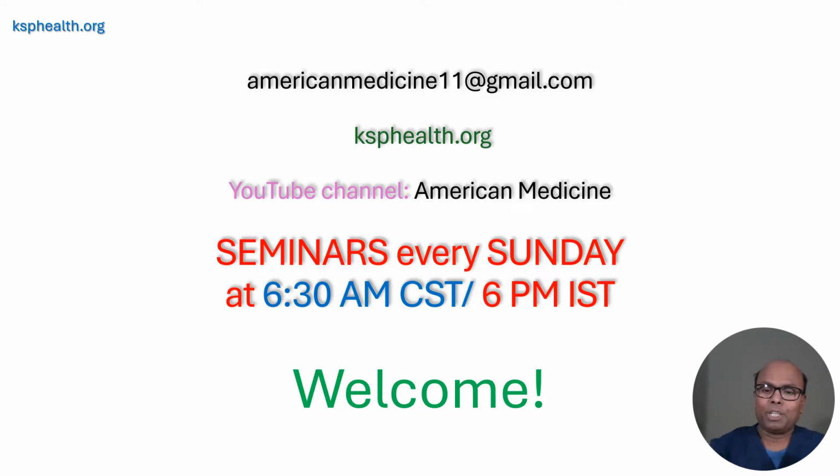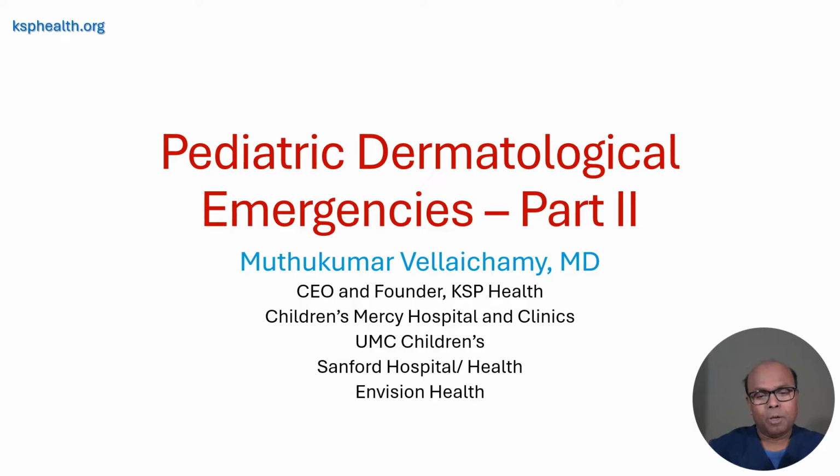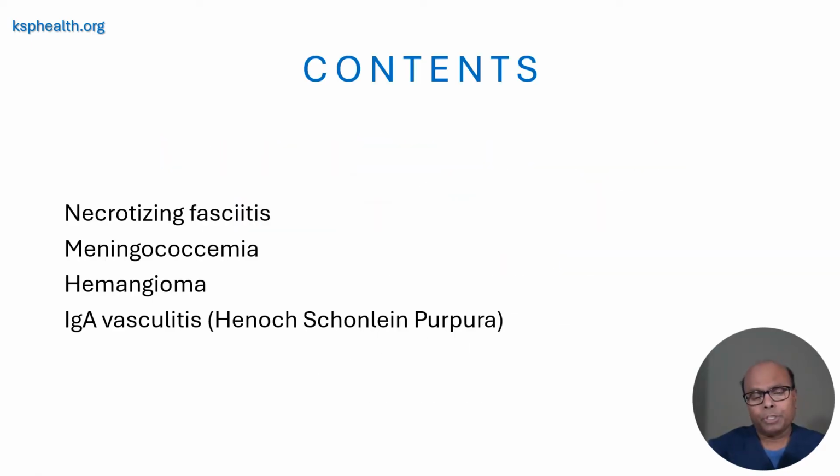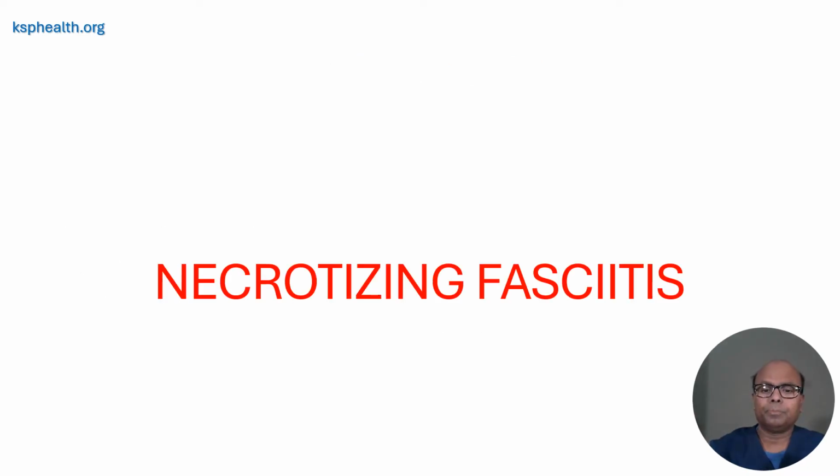With that introduction, let's move on to the topic, which is Pediatric Dermatologic Emergencies Part 2. Even though it says pediatrics, we do speak about adults in appropriate circumstances. And we are going to talk about necrotizing fasciitis, meningococcemia, hemangioma, and IgA vasculitis, also called Henoch-Schönlein Purpura. The first, necrotizing fasciitis.